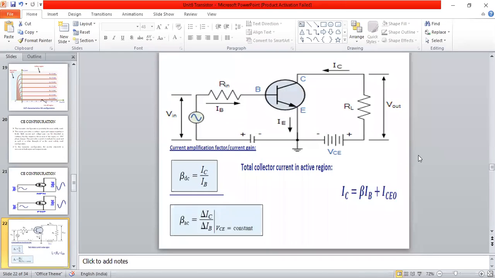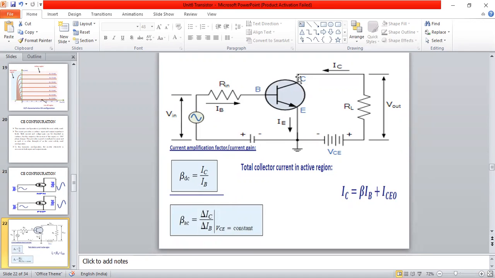NPN, sir. NPN, right? Yes, sir. Okay. So, based on the composition of NPN transistors, the collector should be reverse biased with respect to the base. Actually, we are going to consider collector should be reverse biased. Emitter should be forward biased.